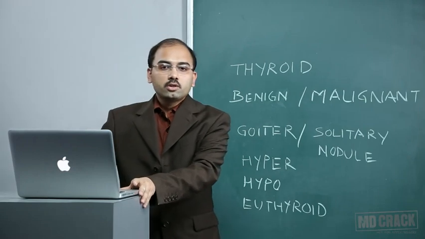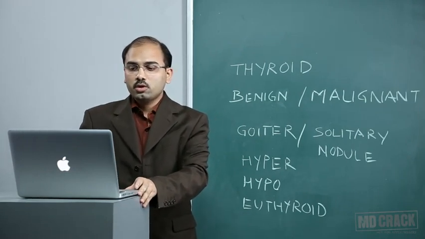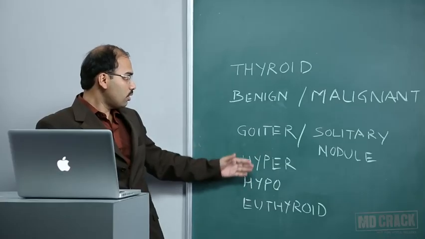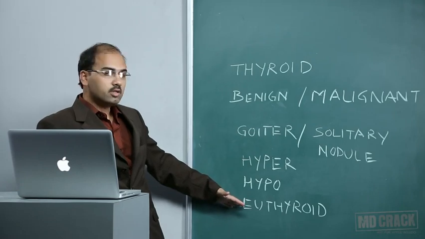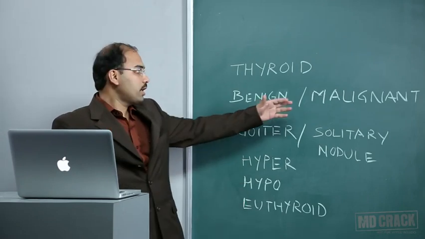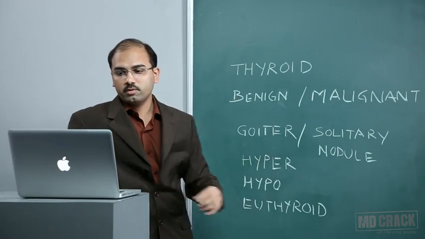So we'll start with toxic multinodular goiter. It occurs in individuals older than 50 years of age who often have a prior history of non-toxic multinodular goiter. So again, non-toxic means it does not have hyperthyroidism, and it can have a multinodular status. So it is a combination of all this.